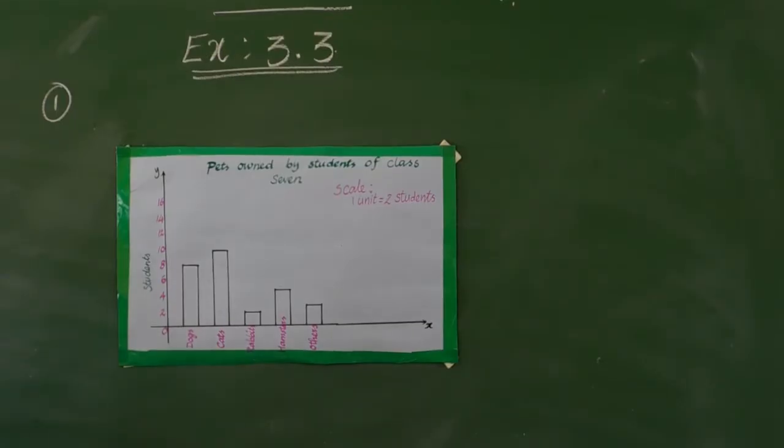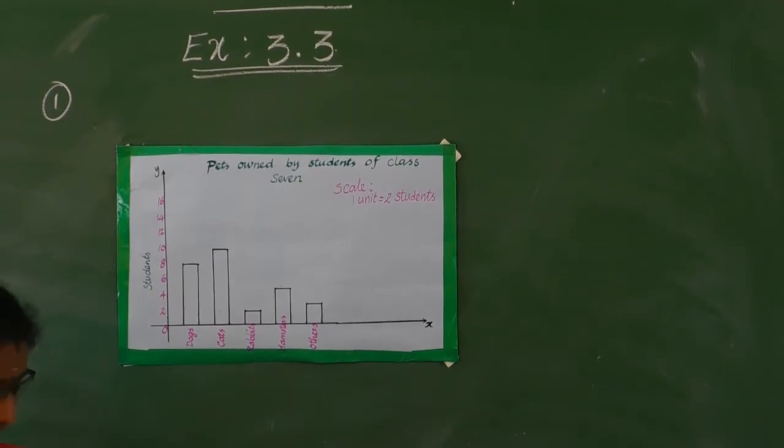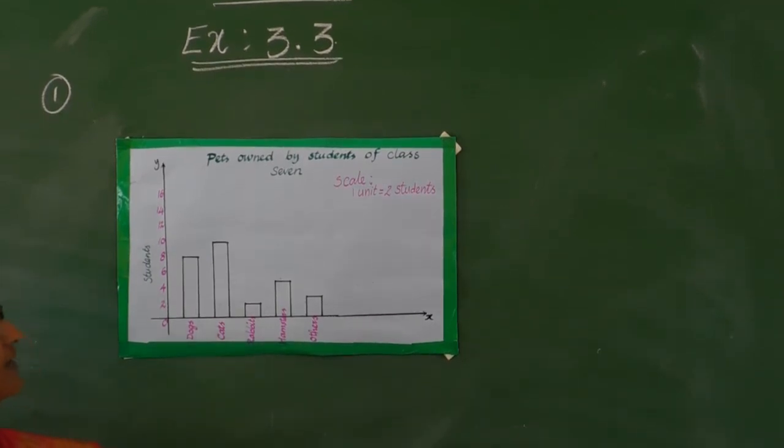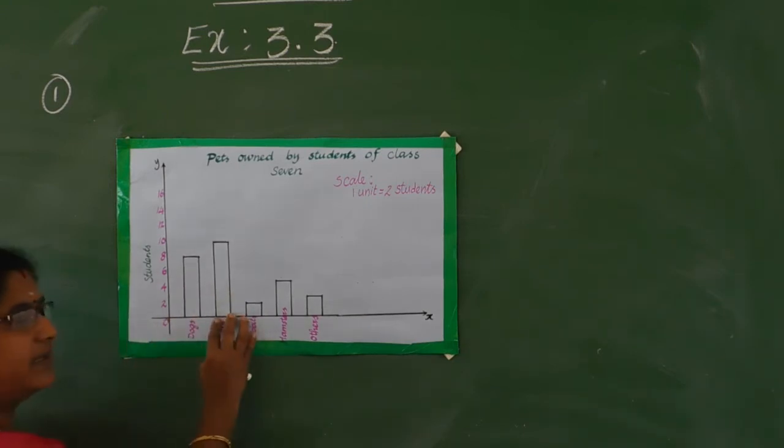The first question in exercise 3.3 is: use the bar graph in figure 3.3 to answer the following questions. Which is the most popular pet? Second question: how many students have a dog as a pet? The figure is given in your book itself, at the side of figure 3.3. Observe this bar graph and answer the following questions.